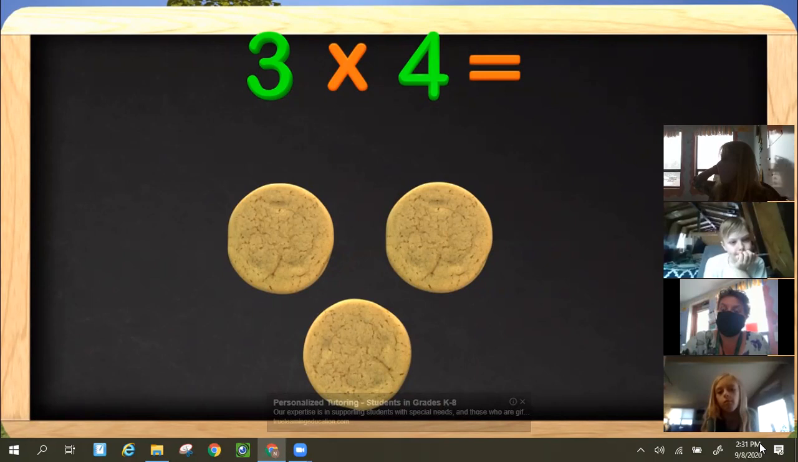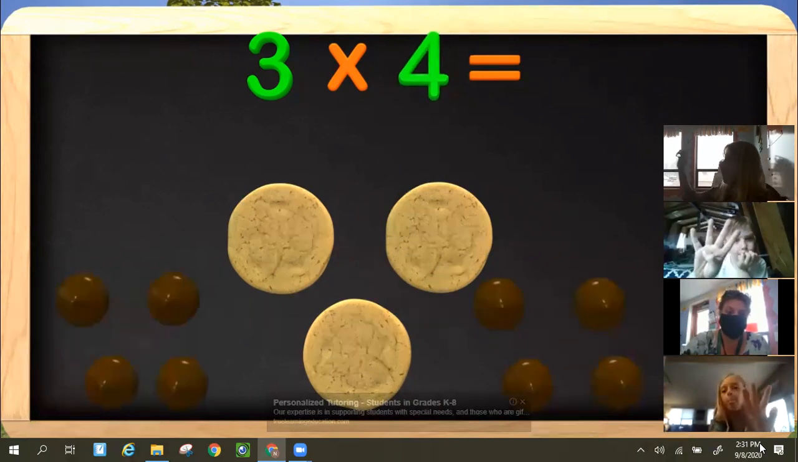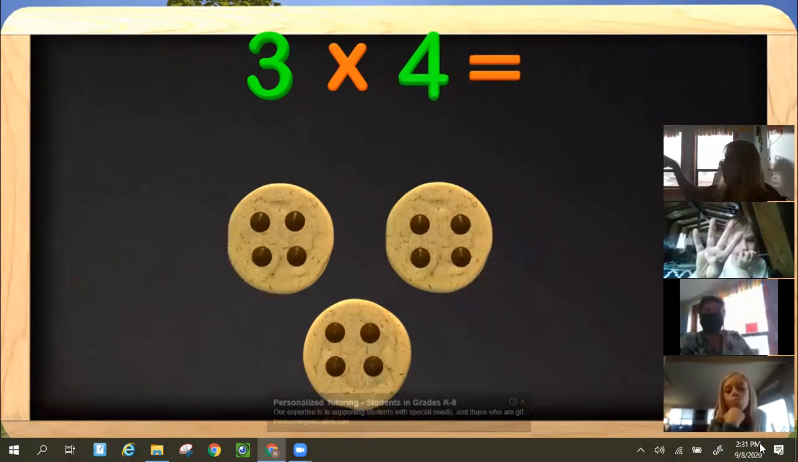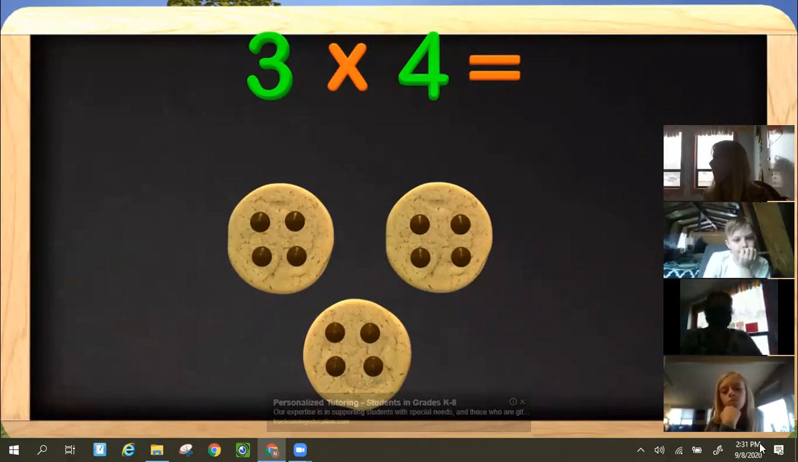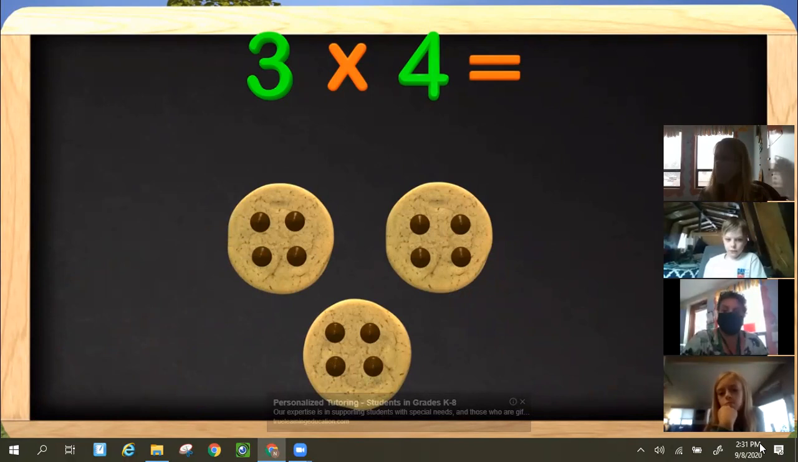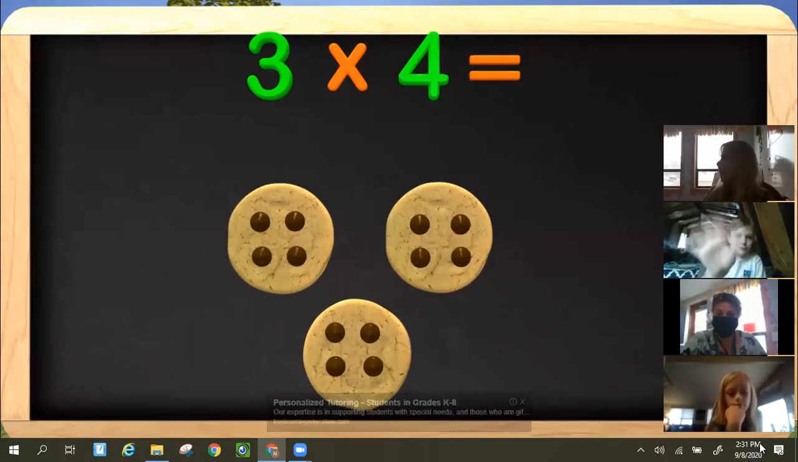How many? 4. We need 4 chocolate chips on each cookie to show the number of objects in each group. Thank you. Can you count the chocolate chips and tell me what 3 times 4 is? You can use skip counting or count by ones.